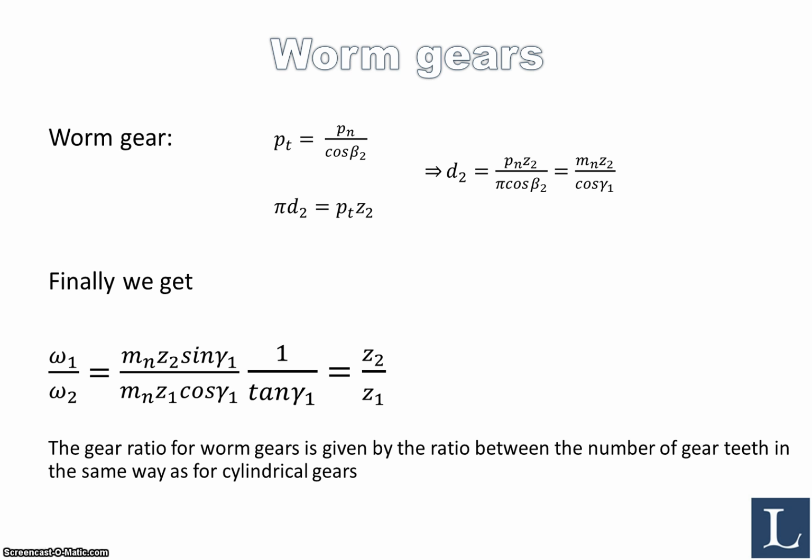So what does this tell us? Well, it tells us that the gear ratio for a worm gear, despite its slightly different configuration, is given by the ratio between the number of gear teeth, in the same way as it is for cylindrical gears.